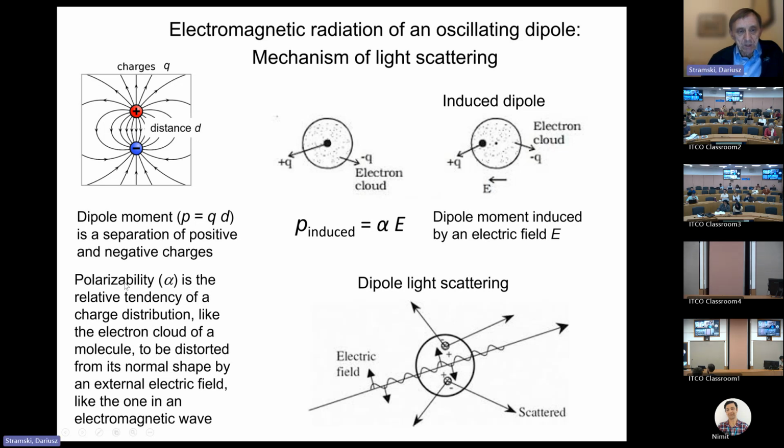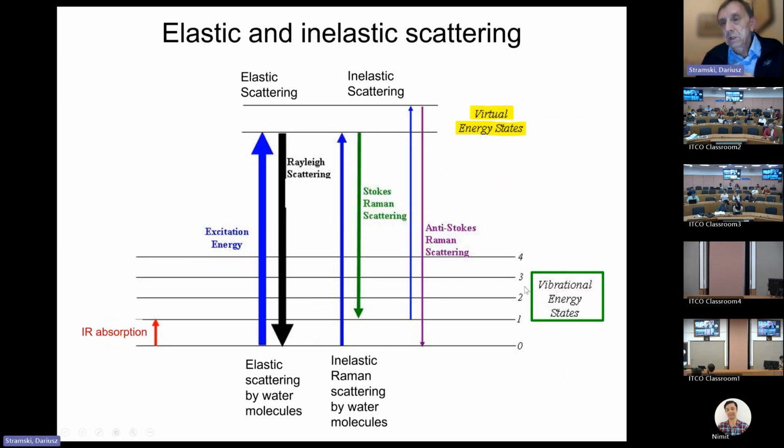So here I also have some text. Polarizability is the relative tendency of a charge distribution, like the electron cloud of a molecule, to be distorted from its normal shape by an external electric field. So that's the incident light, like the one in an electromagnetic wave. This is something that I typically like to use, the model of an oscillating dipole, as an intuitive explanation of why light is being scattered upon interaction with matter, which consists of positive and negative charges.